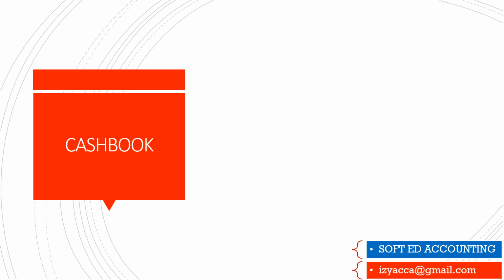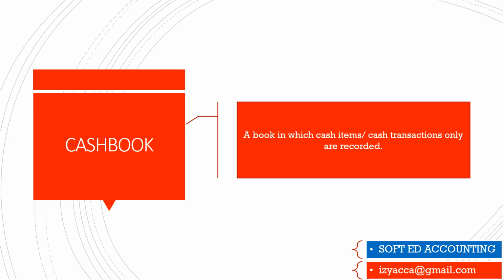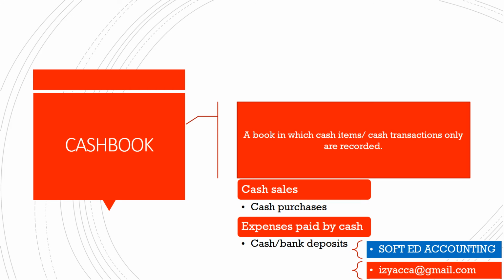A cash book. A cash book is a book in which cash items or cash transactions only are recorded. Examples include cash sales, cash purchases, expenses paid by cash, and cash or bank deposits.